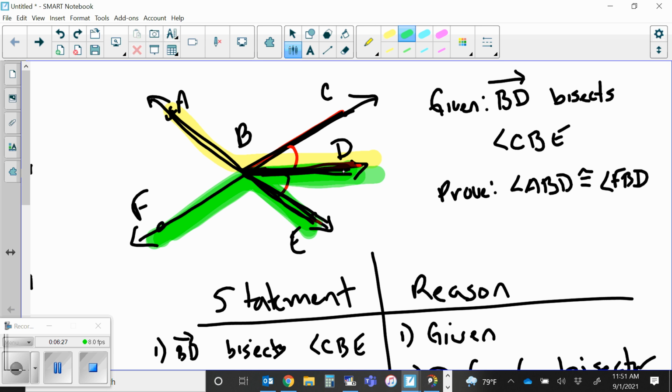Does that make sense? Well, why does that help me? What have I already shown on two of those angles? Is CBD part of ABD? Do you follow me? And isn't DBE part of FBD? And what have I shown about CBD and EBD? So haven't I already shown that parts of both angles are congruent? So what would be the next step that could help me out?